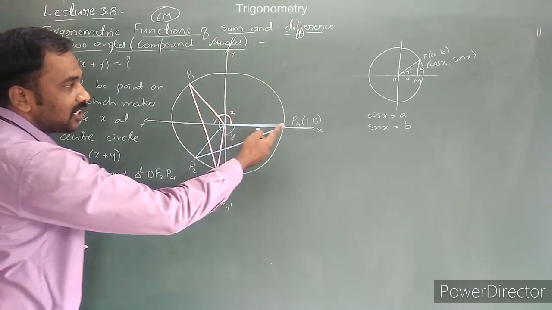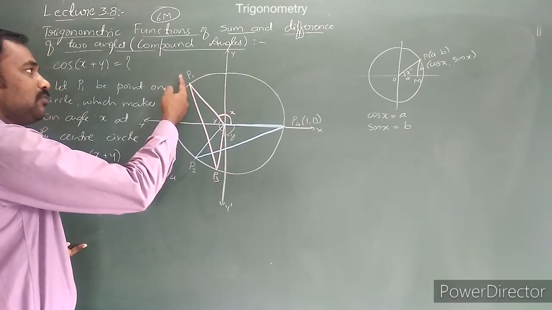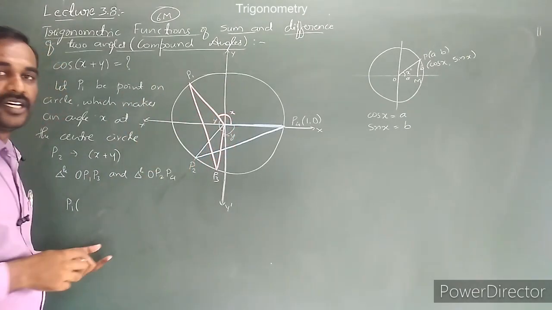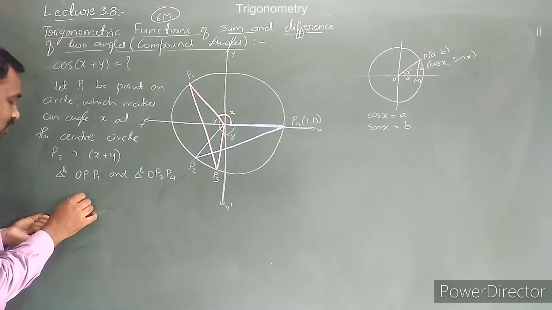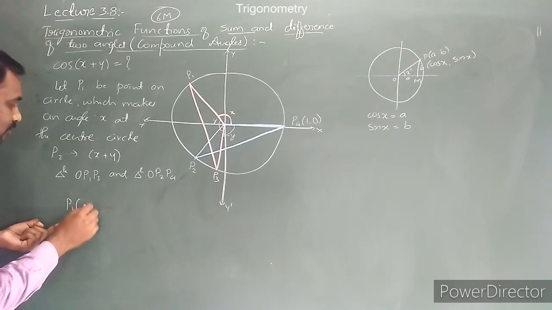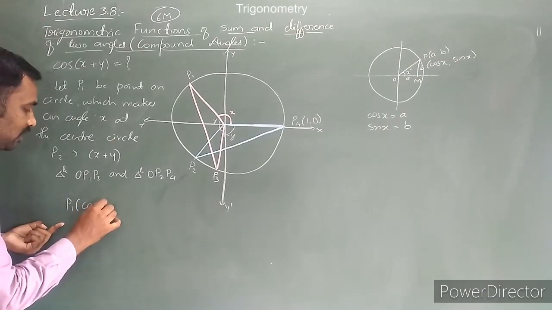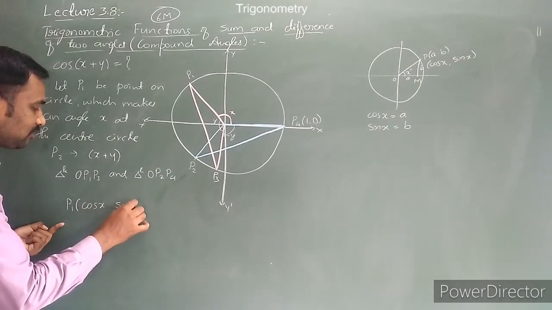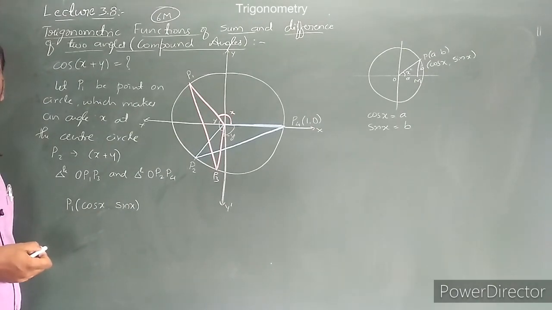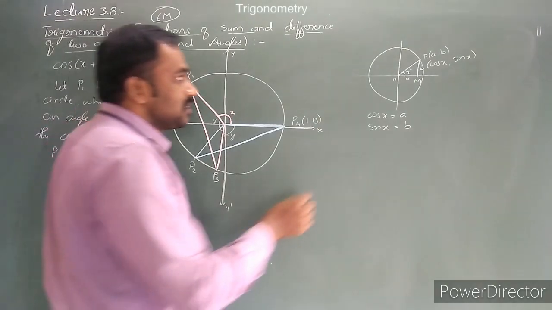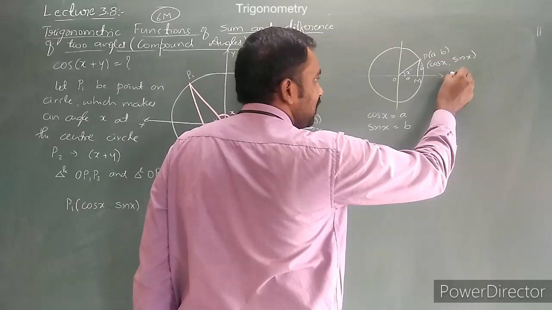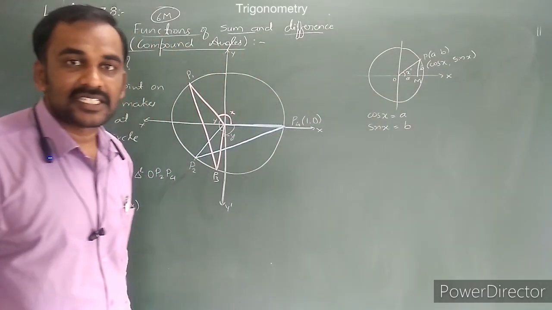What is the central angle? The reference point is this one. What is the central angle for P1? The central angle is x. So what is the coordinate of P1? The coordinate of P1 becomes cos of x comma sin of x. The coordinate of P1 is over. This angle must be subtended with the x axis only.